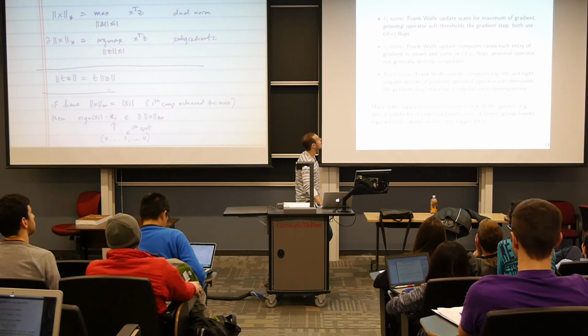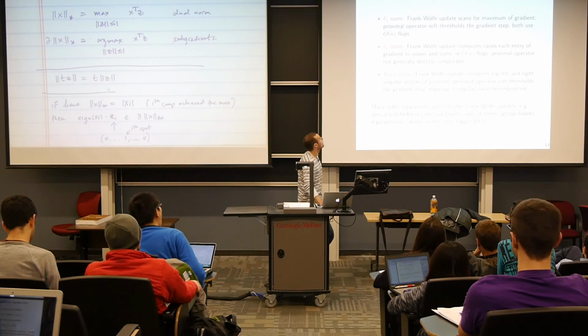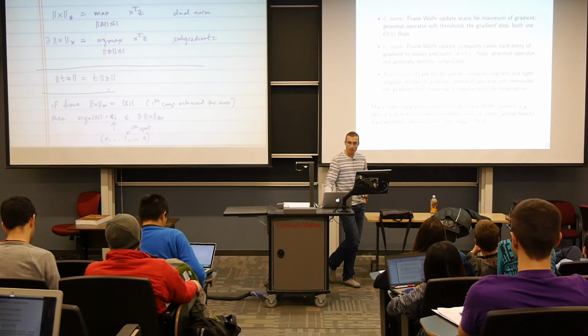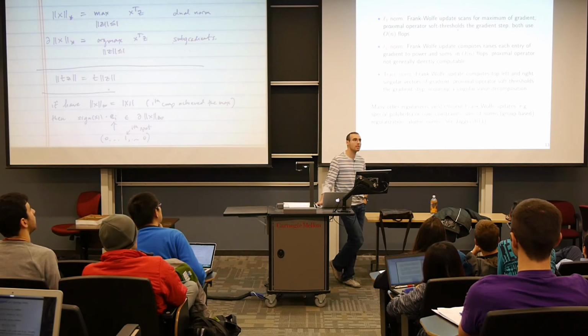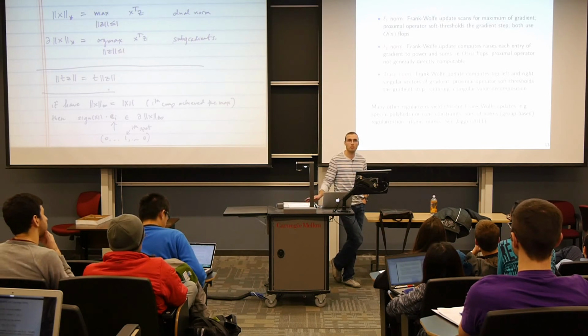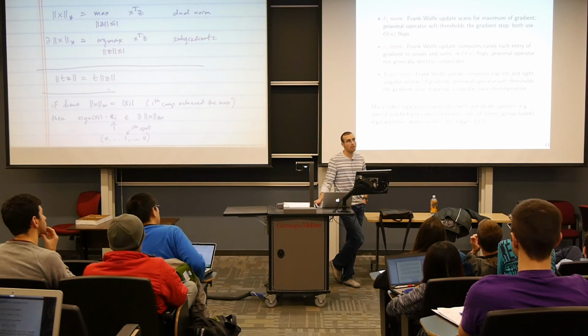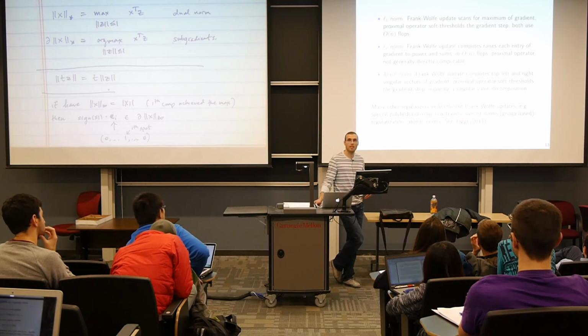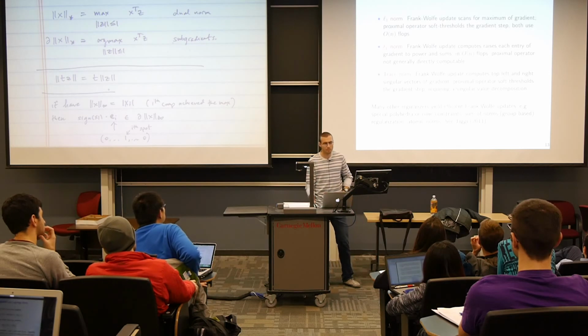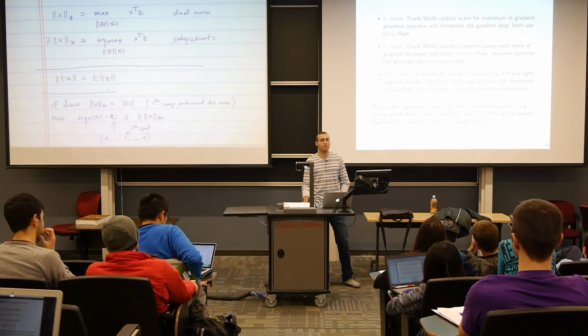So how about the prox of the L1 norm? Frank-Wolfe scans for the maximum absolute value of the gradient. The proximal operator soft thresholds every component of the gradient. Both are equally simple. Both are order n. So even though we said that projection onto the L1 ball was maybe a little harder, the fair comparison is probably really, in this case, to the proximal operator of the L1 norm. And that's just as simple as the Frank-Wolfe update. Okay, so there's really no difference there.